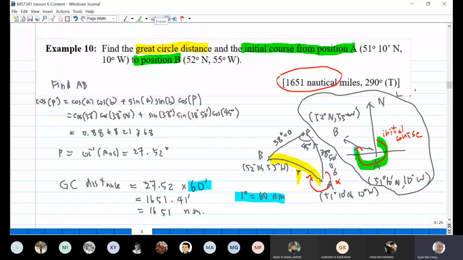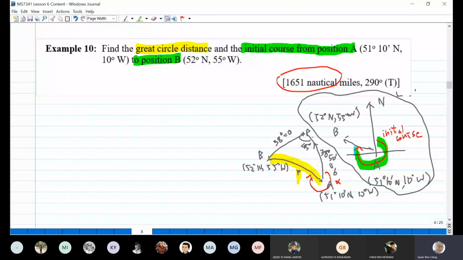Okay. Last thing I'm going to find is the initial course at A, alpha. We cannot find alpha directly, but I can find angle A first. So okay, I want to find A here.